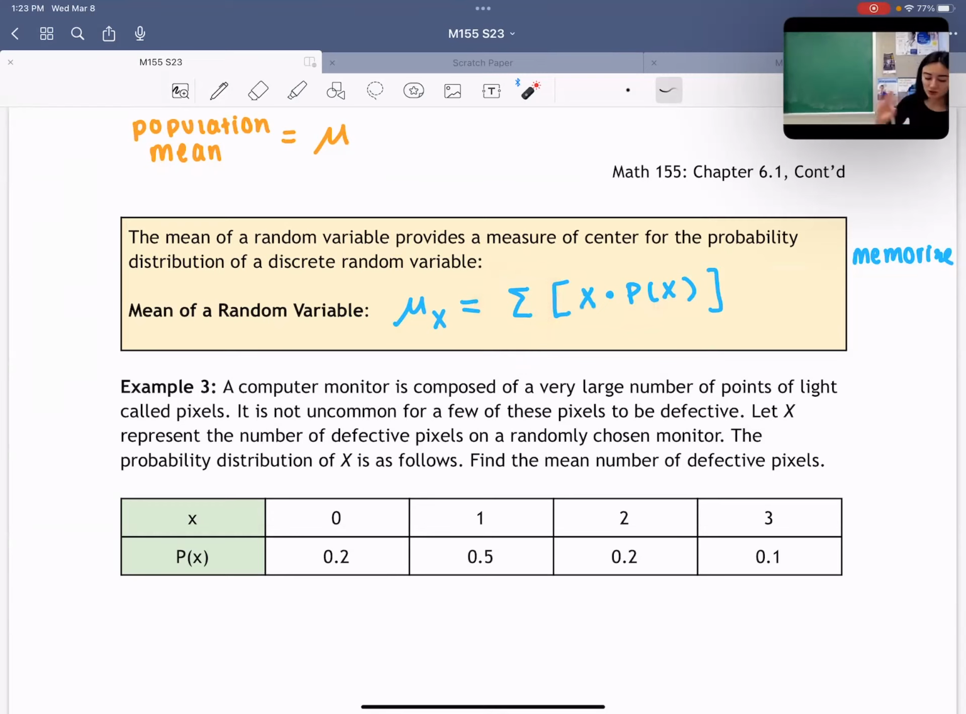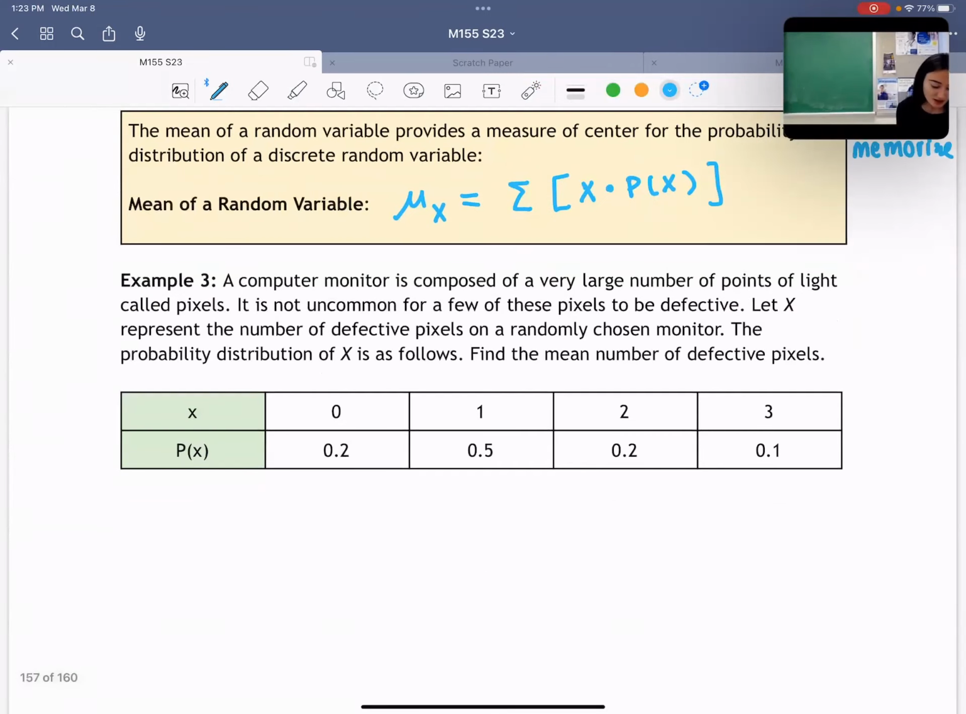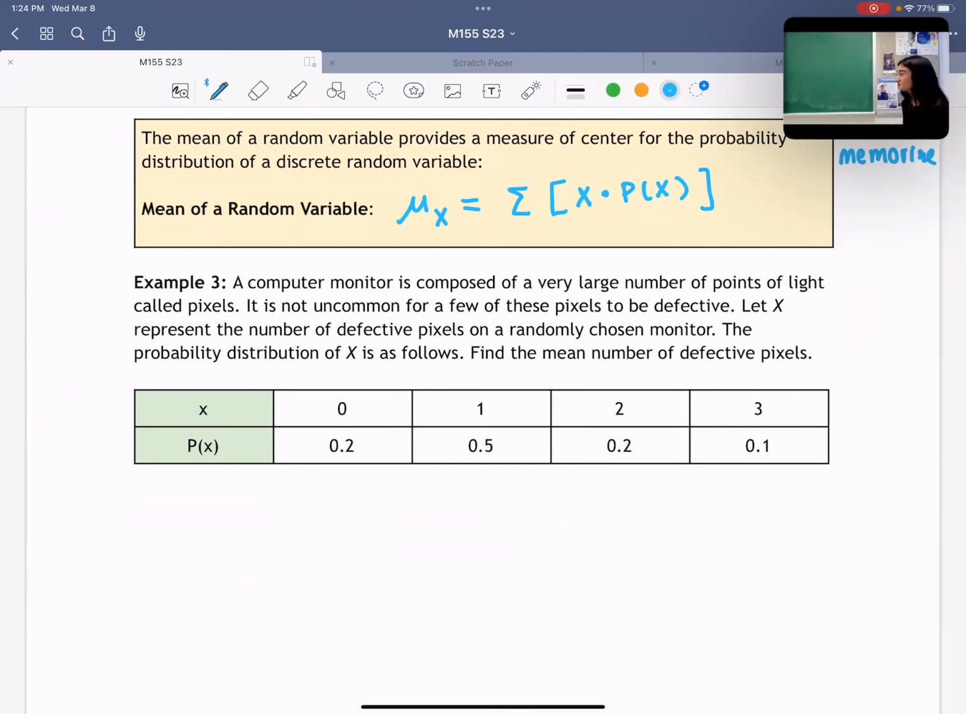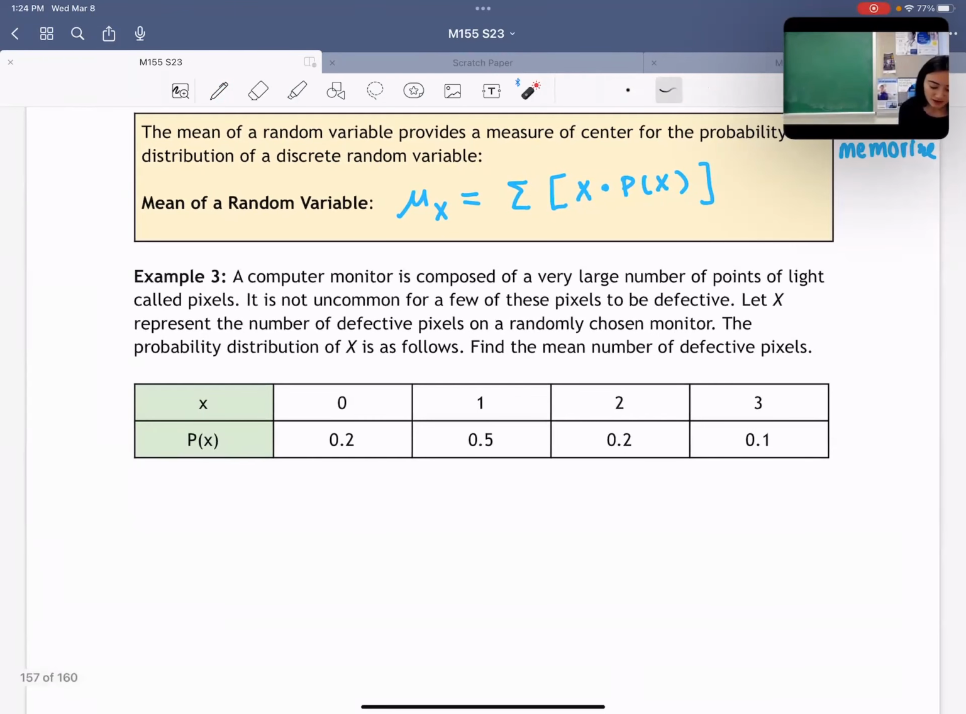I think the example will show you an easier way how to do this instead of just memorizing what the formula says. In this example, we have a computer monitor. Every computer monitor is actually composed of all these things called pixels, which are just like the little lights that can have different colors that create the screen. They're really tiny, so usually there's a couple defective pixels in a computer screen. You usually just can't tell because they're so small. So basically what we have is a probability distribution where we have the probability of getting 0, 1, 2, or 3 defective pixels in your computer monitor, and then we list their probabilities here.